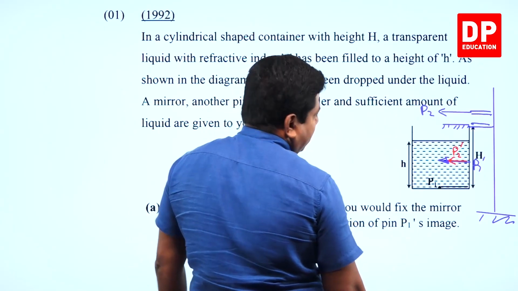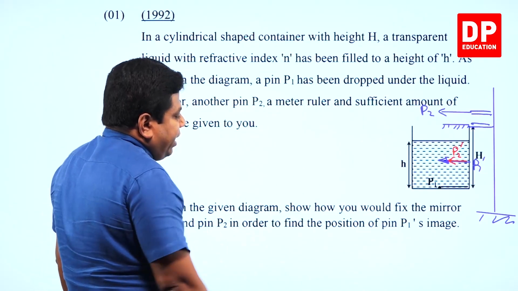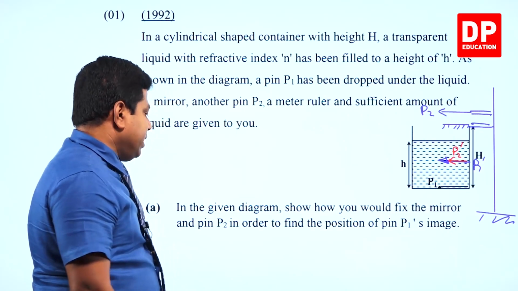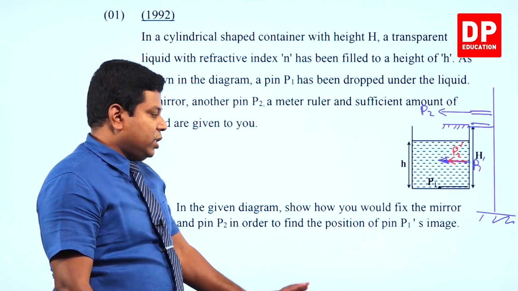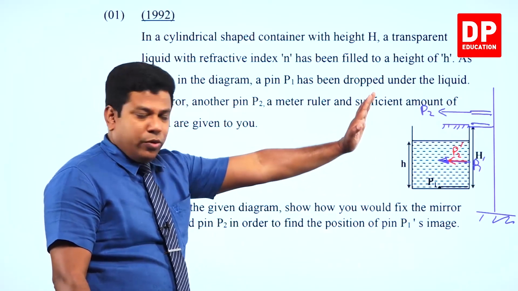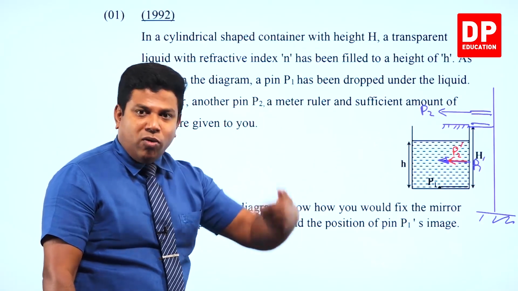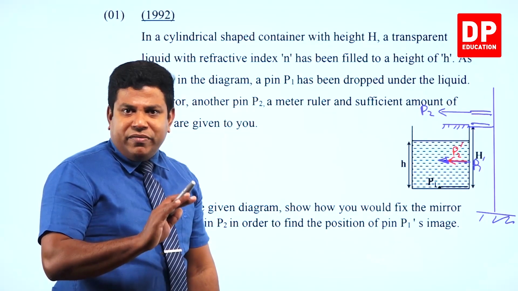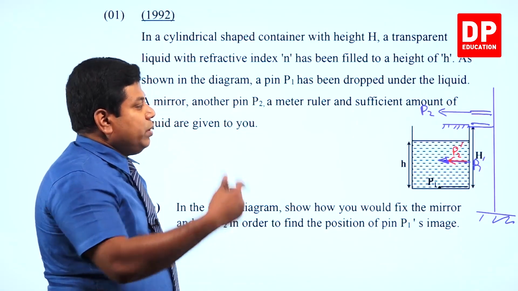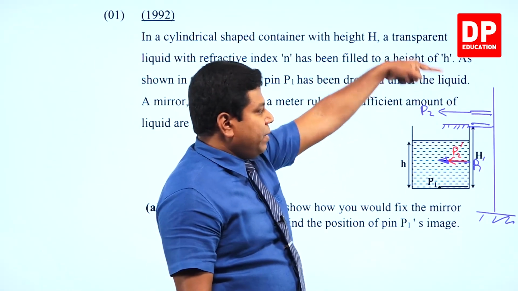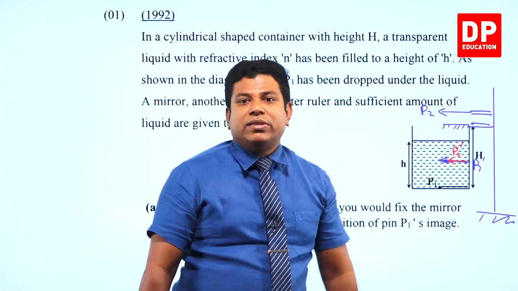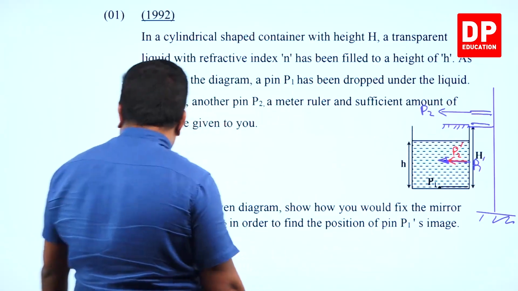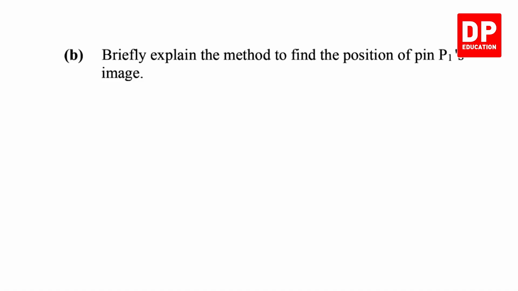Then, they are asking in the given diagram, show how you would fix the mirror and pin P2 in order to find the position of pin P1's image. So this is how you fix it. P2 must be movable. You must be able to move it. The mirror will be fixed. But the P2, the pin, has to be movable because you move this up and down until the images coincide. Then, briefly explain the method to find the position of pin P1's image. That's what I told you now.